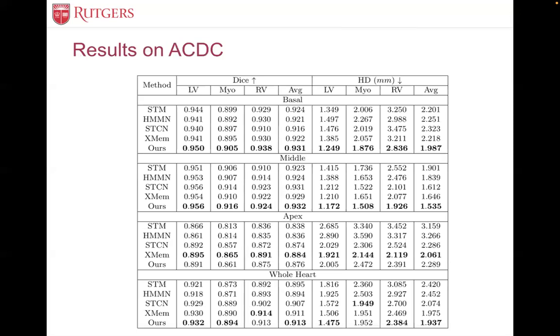Here are the results on the ACDC dataset. On average, our method outperforms the baseline methods, particularly for the basal region, which is hard to segment. Our method significantly improves the mask propagation accuracy compared with the baseline methods.